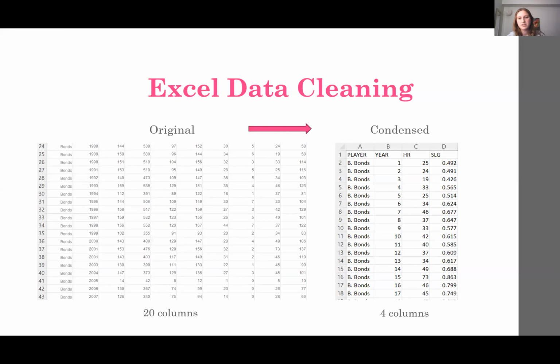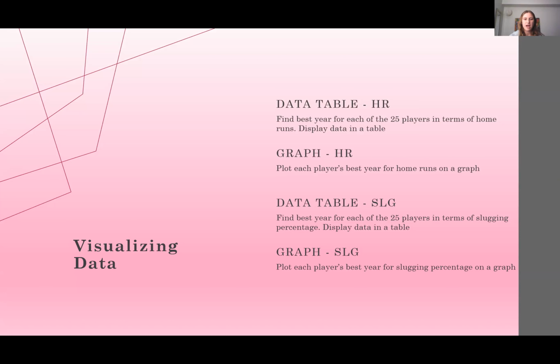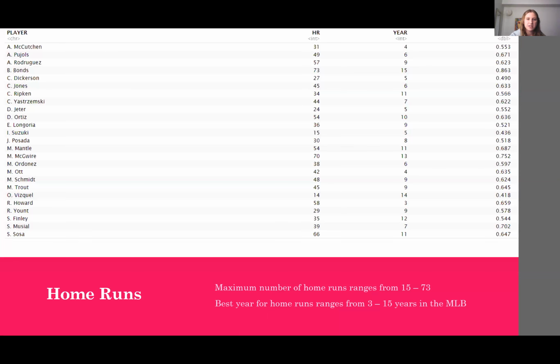So, visualizing this data, I made a data table and a graph for both home runs and slugging percentage, analyzing each of the 25 players' best year in their career for home runs and slugging percentage. So here is the data table for each player's home runs. The maximum number of home runs ranges from 15 to 73 in a single year, and the best year for home runs ranges from 3 to 15 years in the major leagues.